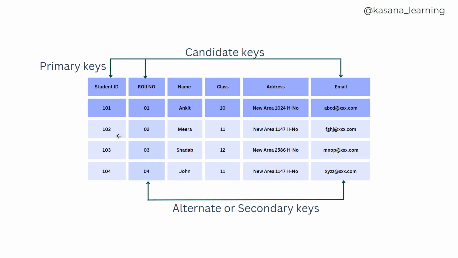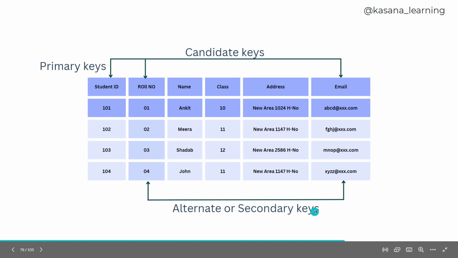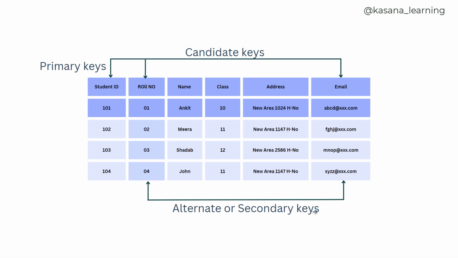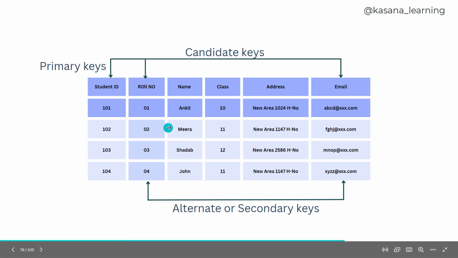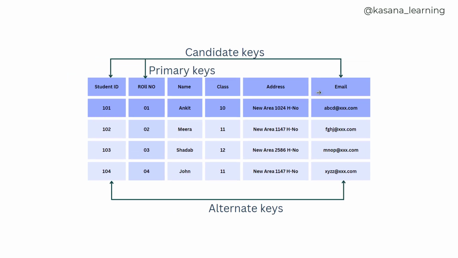Now all the remaining keys in the candidate keys except the primary key are called alternate or secondary keys. They are the candidate keys except the primary key. If we choose student ID as primary key, then roll number and email will act as alternate keys. And if we choose roll number as primary key, then student ID and email will act as alternate keys.